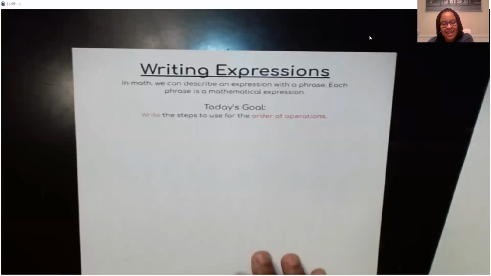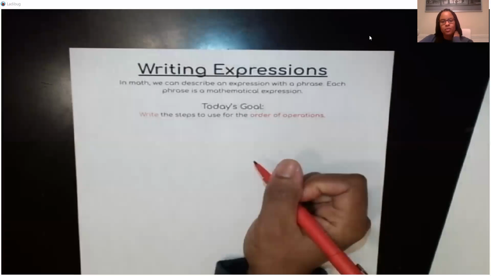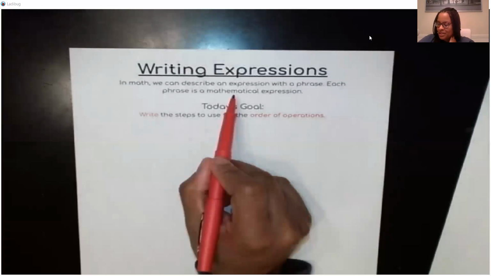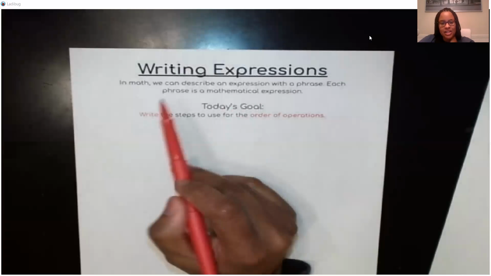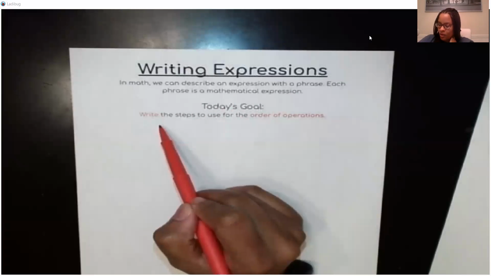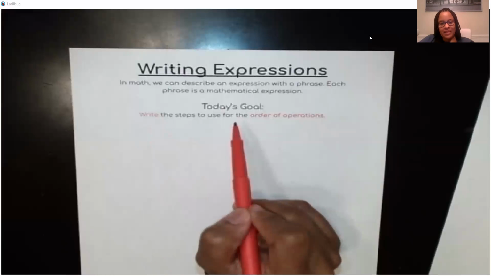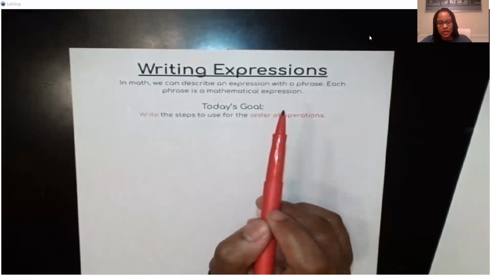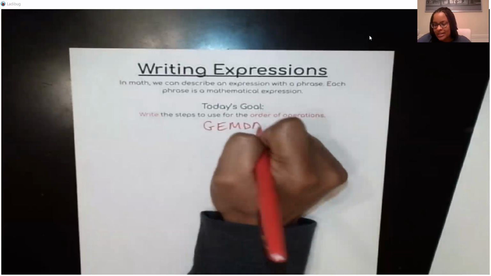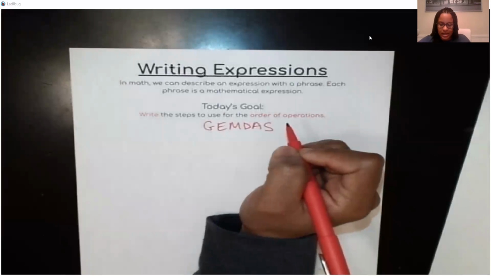One more thing we're going to talk about today, that is writing expressions, because when you do your Google Classroom assignment for today, you're going to have to also practice with writing expressions, all right? So in math, we can describe an expression with a phrase. Each phrase is a mathematical expression. Today's goal is that you're going to write the steps to use for the order of operations. So remember, we're still going to do GEMDAS when we write down those steps. We're still going to follow those guidelines.